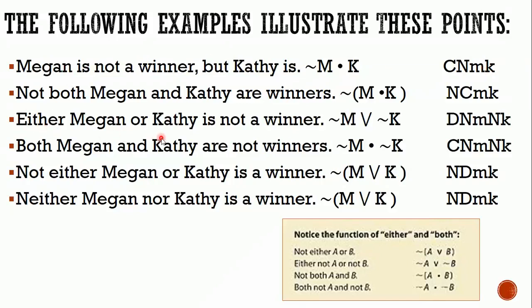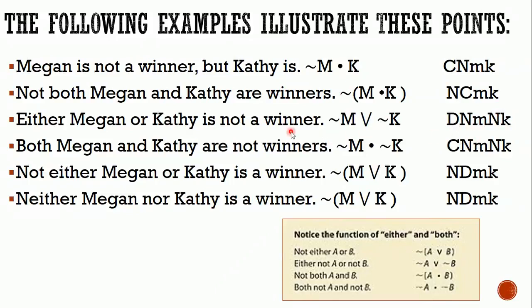Either Megan or Kathy is not a winner, so not M or not K. What's the main operator? You have disjunction here, capital D, so it's a disjunction between not M or not K.